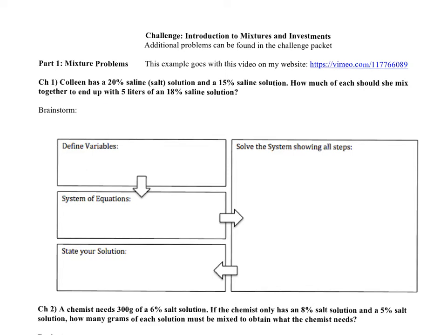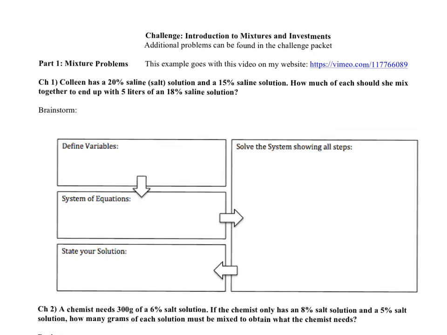So first of all, if we have a bucket that has a 20% solution and a 15% solution, and we want something that's 18%, we know that we're going to need slightly more of the stronger solution than the weaker solution. Because if we put equal amounts in, we'd end up with something halfway in the middle. Halfway between 20 and 15 is 17.5.